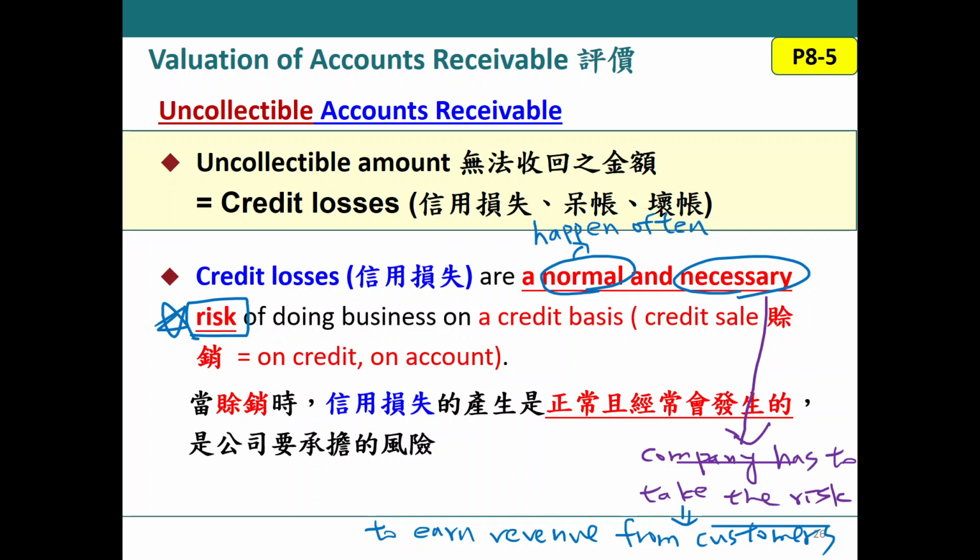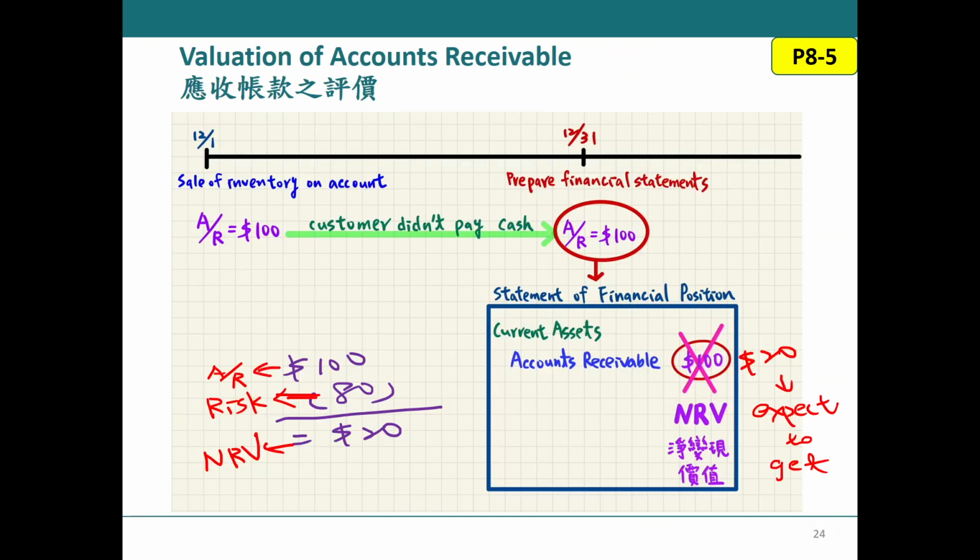Okay, so because it is a normal and necessary risk, that's why we have chapter 8 to discuss the issue, even though it happened or not yet. Could you tell me whether the risk happened or not yet? For example, customer owes you $100. Base day $100. I think the risk is 80. So I think I can get $20 back. Could you tell me the risk happened or not yet?